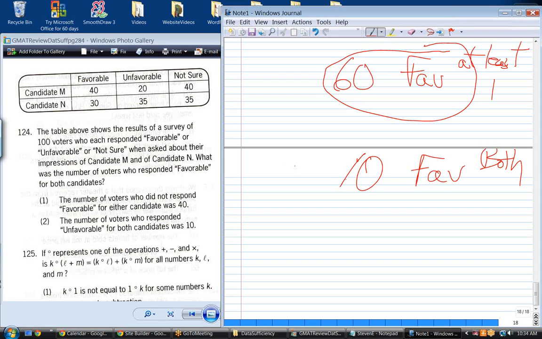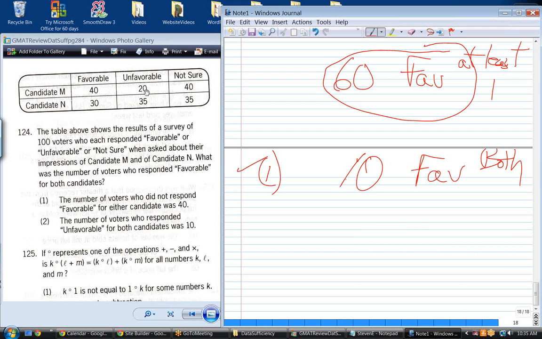Okay. Number of voters who responded unfavorable for both candidates was 10. Which tells us that 90 voters didn't do that, but that doesn't mean they could not have voted unfavorable at all, or they could have just voted unfavorable. They could be not sure. Let's see. Who responded unfavorable for both candidates was 10. So we can get some information out of that.